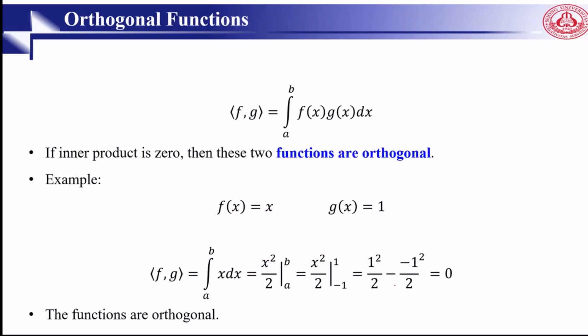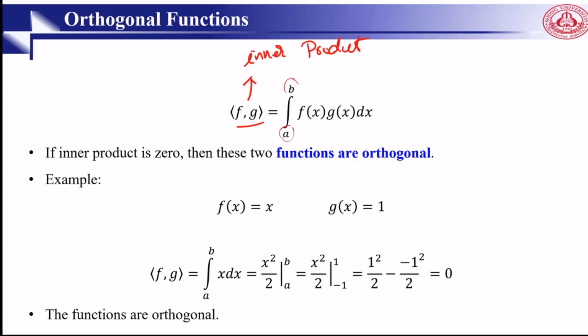Functions also can follow the characteristics of orthogonality. Orthogonal functions are a set of functions that exhibit orthogonality properties over a specific interval. This is the point. We cannot say that two functions are orthogonal in any range. No, in some specific range, we can define them as orthogonal, right? Functions are considered orthogonal if their inner product is equal to 0.